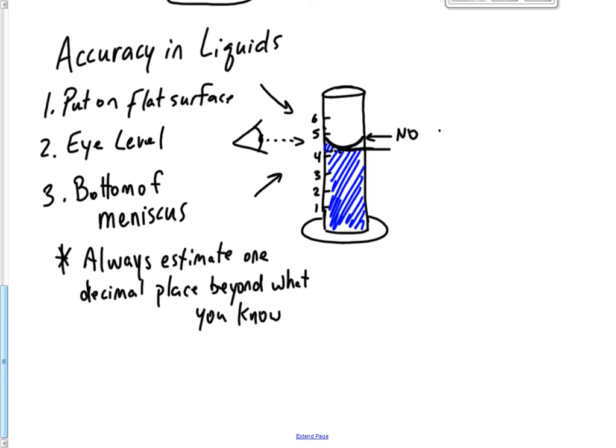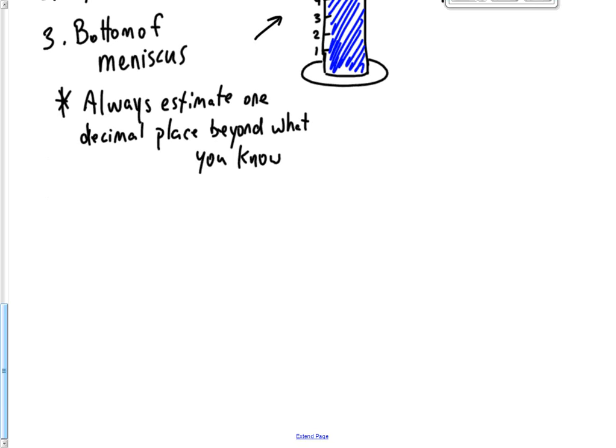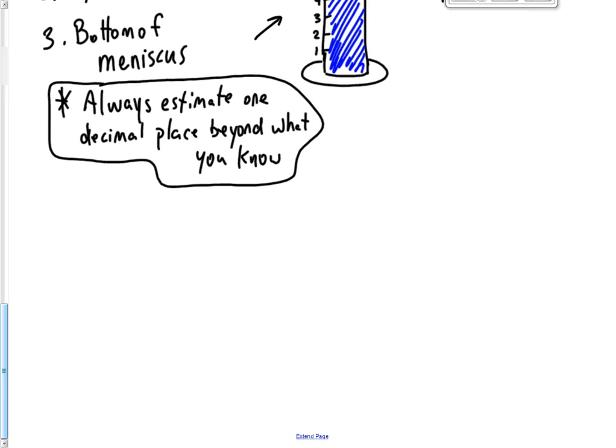Anywhere from 4.1, because it's obviously not 4.0 since it's not on the line. So 4.1 to 4.3 milliliters would be an acceptable range as far as an answer goes. Now this is important because you're going to use that in every measurement, whether it's a ruler or a balance or a graduated cylinder. You're going to use that every time you measure something. You're always going to estimate 1 decimal place past what you actually know.